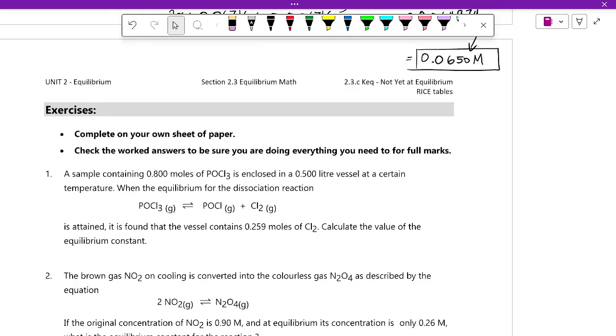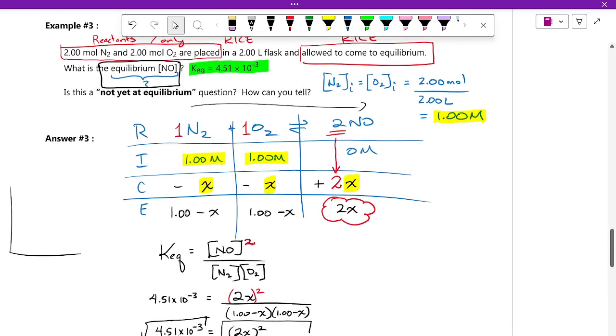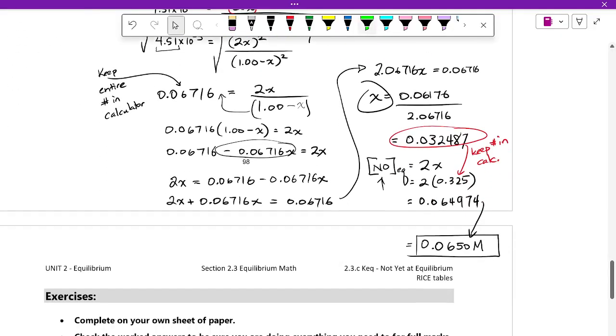Can you go back to the right? We just replace all the x's with... No, you just leave it like that, because you're solving for 2x at the end. Yeah, so NO is 2x. So we take our value that we got for x, we multiply it by 2, and we get our final answer. We still haven't calculated K? Oh, we haven't been asked for that. We were asked for the equilibrium concentration of NO.